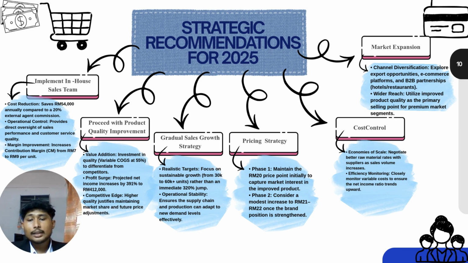For our pricing strategy, we will maintain the 20 ringgit price point initially to capture market interest in our new quality standard. Once our brand position is established, we can then consider a modest increase to 21 ringgit or 22 ringgit. Fifth is cost control. As our sales volume increases, we will leverage economies of scale to negotiate a better rate with our suppliers. We will also closely monitor our variable cost to ensure our net income ratio continues to trend upward.